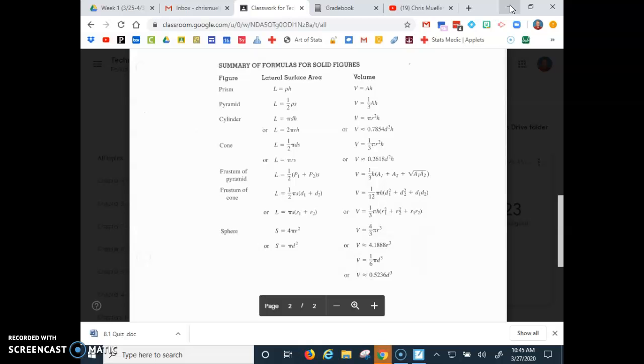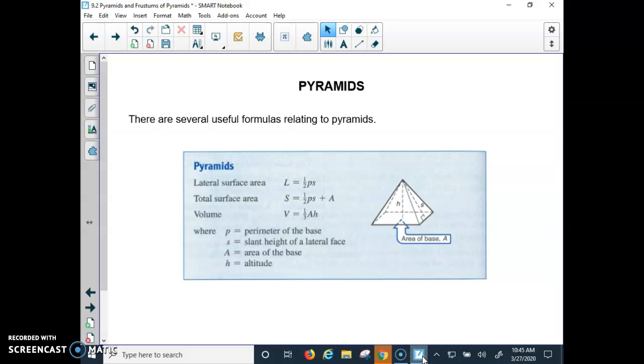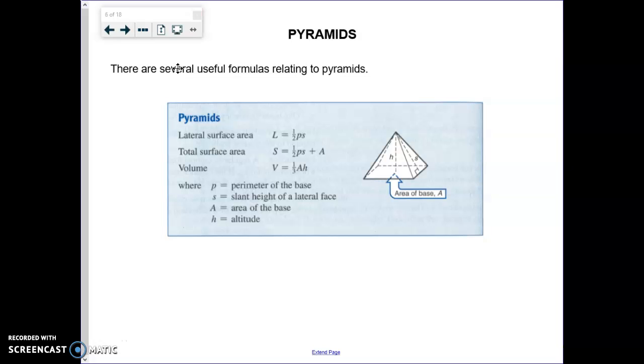Now, if we go back to what we were looking at here, for pyramids, the lateral area is equal to 1/2 times the perimeter of the base times the slant height. So you're going to find the perimeter of the base, the distance around it, times the slant height, not H, not the altitude, the slant height, and then take it times 1/2. That's your lateral area, L.